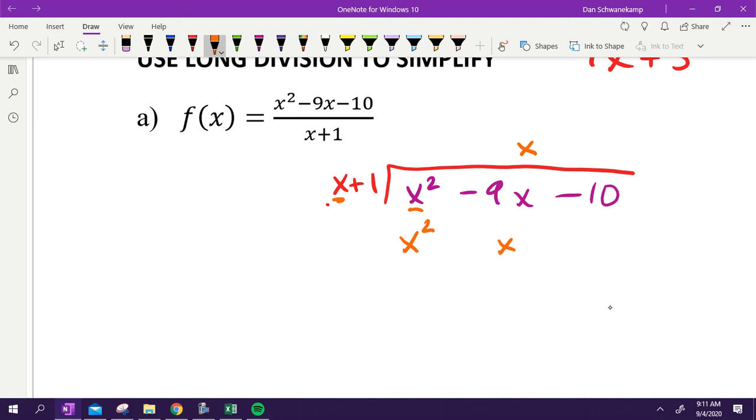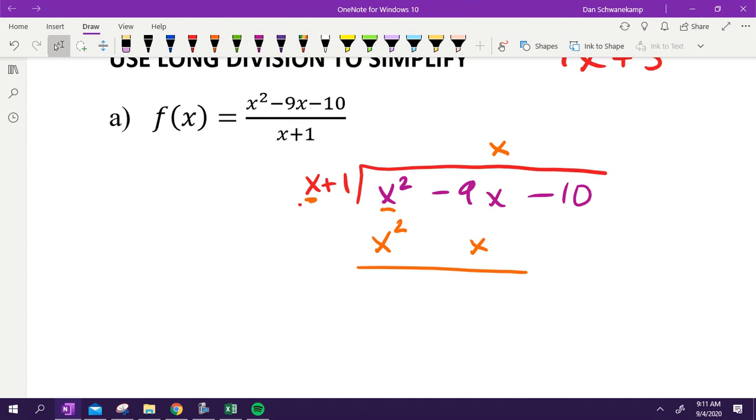X times 1 is x. Notice that I'm putting them underneath the column that they belong. So like the x squared went under the x squared column, the x went in the x column. Okay. Once I've done that, the most important thing that students will forget today is you have to then change the signs. I'm subtracting, so I got to change both signs.